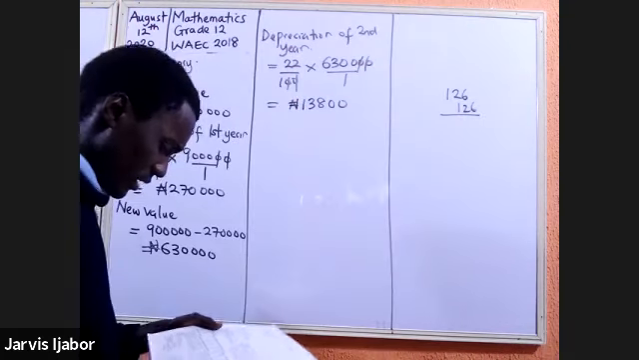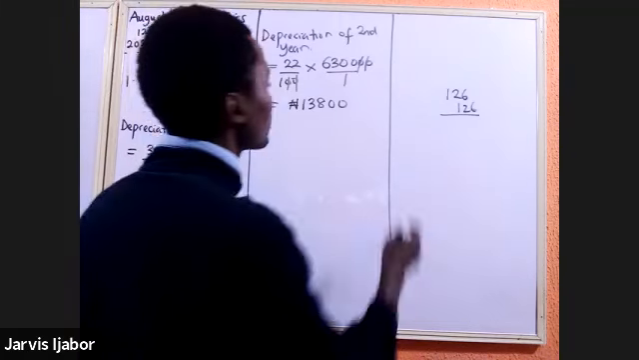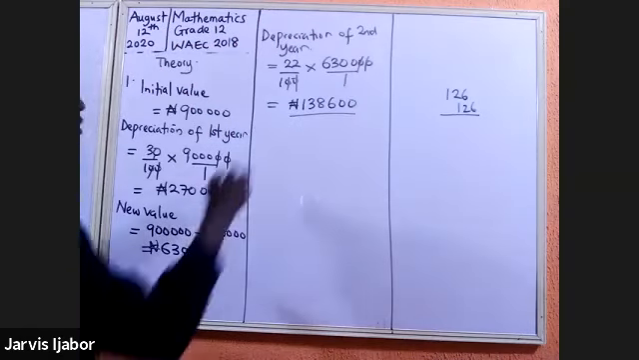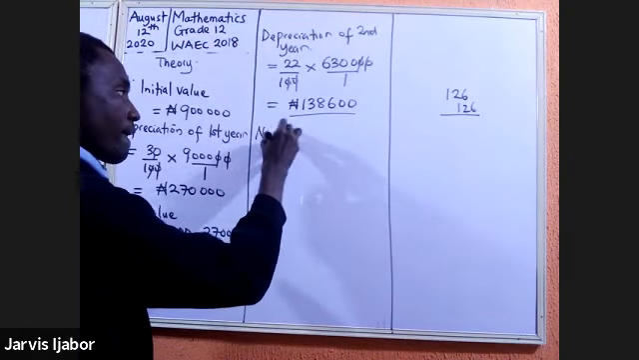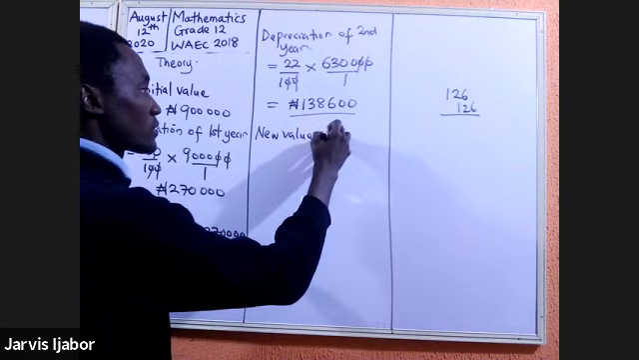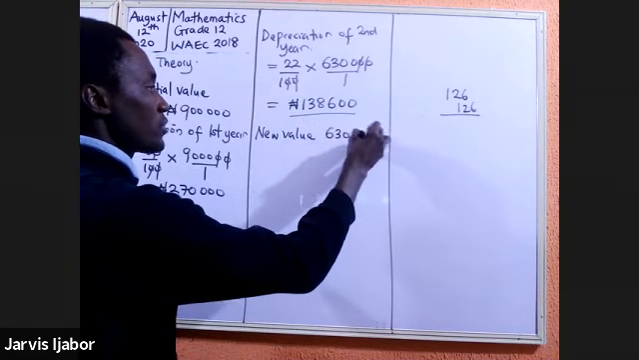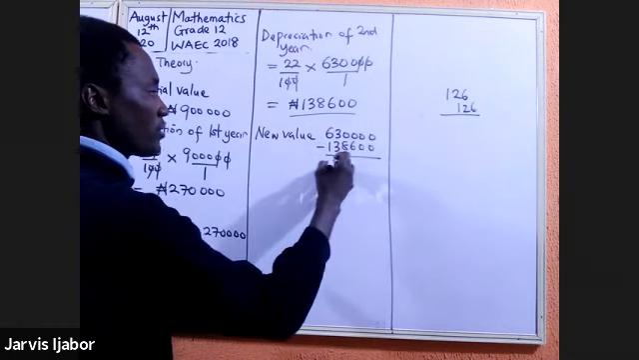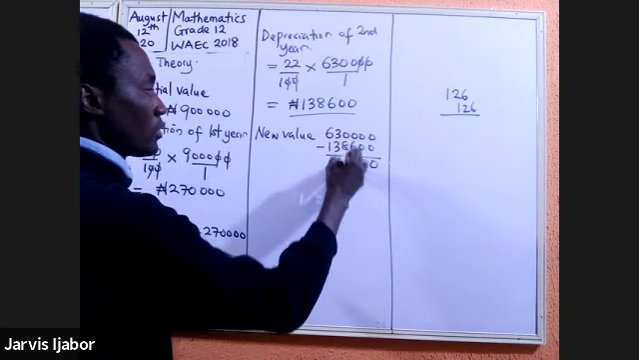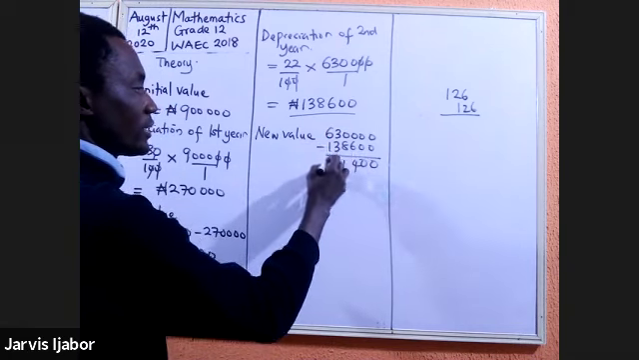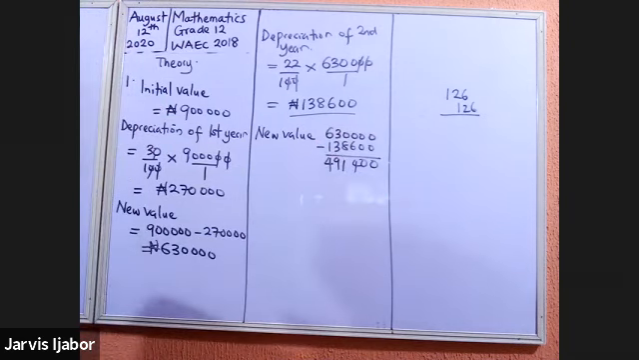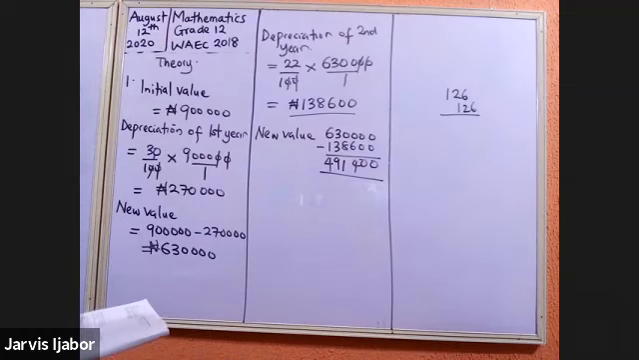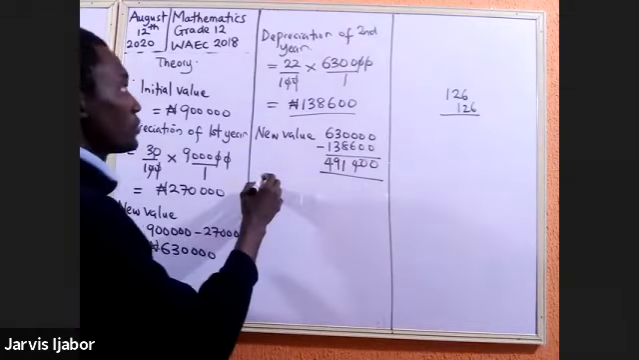That'll give me 13,000. What am I missing? Okay, 86, I'm sorry about that. 8600. So it means that the new value is equal to what? 63,000 minus 138,600, and that will give me 419,400. So that will be the new value, 419,400.